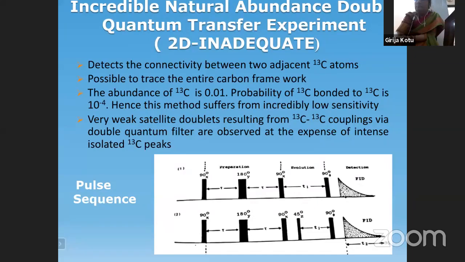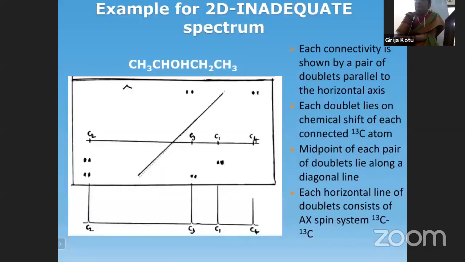This is of use, and we can know the connectivity between different carbons, and that is the advantage of 2D INADEQUATE. Hence we can say that this is a most powerful technique, and this is a pulse sequence. And how do we record the connectivity? I have taken a very simple example, the 2D INADEQUATE spectrum of 2-butanol.